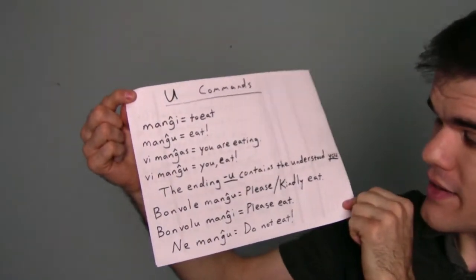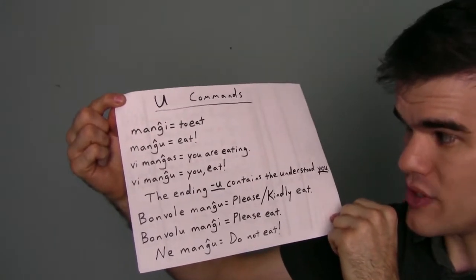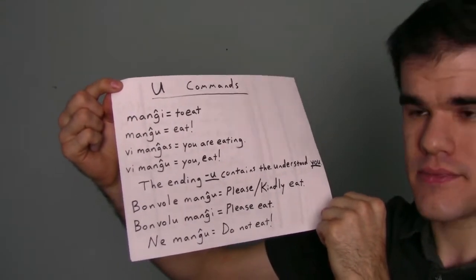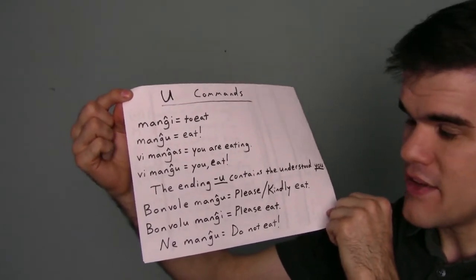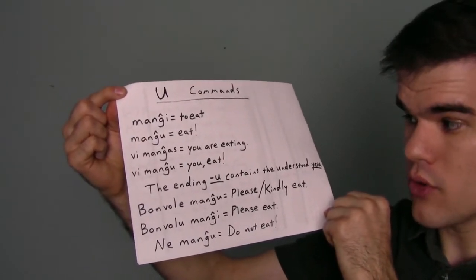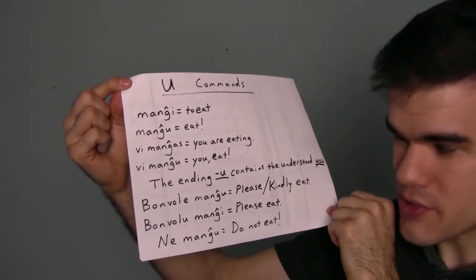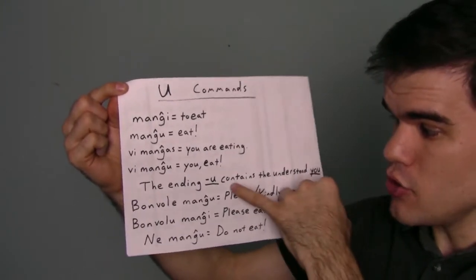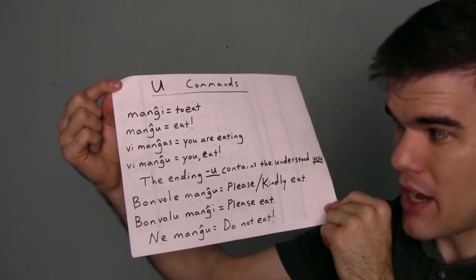So most of the time when you see u, you'll be seeing a command, okay? The u command. Manĝi is the infinitive form. That just means to eat. Manĝu is a command form. It's saying eat, okay? Vi manĝas is a description. You are eating. If I said vi manĝu, then I'm saying you eat. Now I could say manĝu or vi manĝu, and they're pretty much interchangeable. Vi just makes it extra clear who I'm talking to, but the u ending contains the understood you. So you can get by with just saying manĝu.